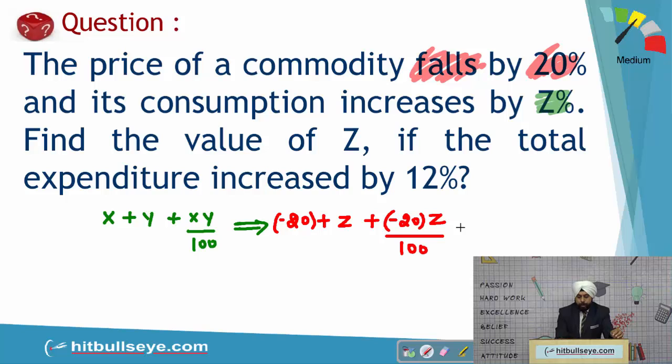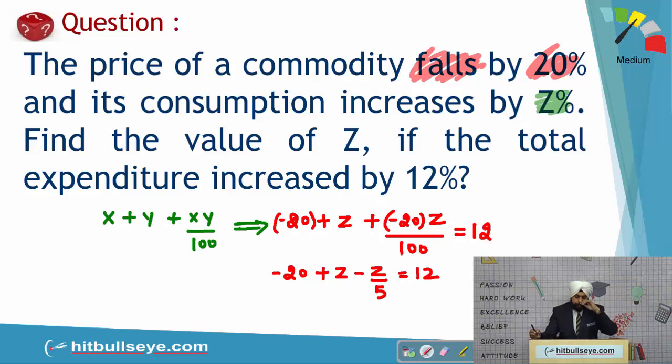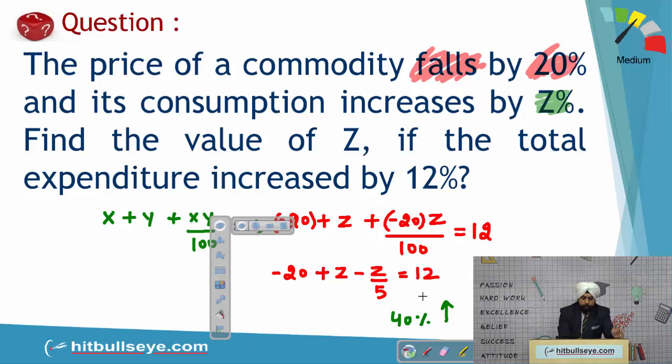And very importantly, question has already said there is an increase of 12% in the expenditure. Now let's solve it. So it is minus 20 plus z minus z by 5 is equal to 12. Right, students? Now this formula simple, you can solve it and get the answer here. So your result in this case will become, there is 40% increase. That is, the value of z in this case will become 40%.